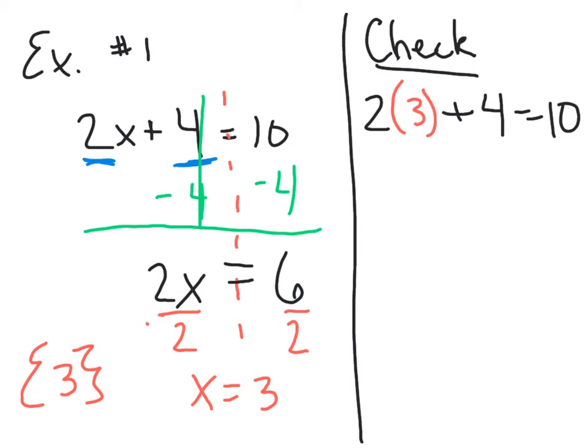Now we're using our normal order of operations. 2 times 3 is 6. So it's 6 plus 4 equals 10. And 6 plus 4 is 10. We can put a check mark. We got that answer right. So let's take a look at one more example solving a two-step equation. And this is going to be our example number 2.